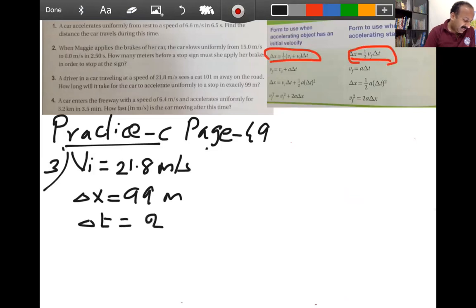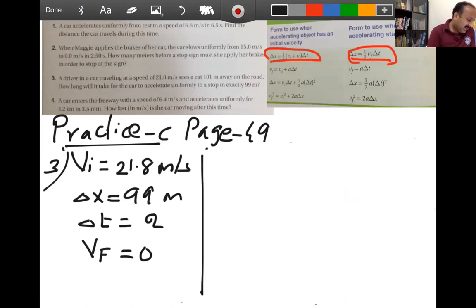And here one value is unknown, but it is clear from the question. You are going to stop. So what's going to be your final velocity? Your final velocity is going to be 0, since the car is going to stop. Now again, which equation are you going to use? You're going to use the first equation.